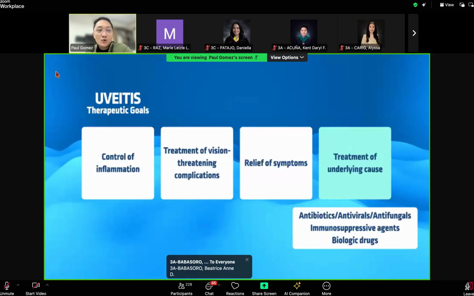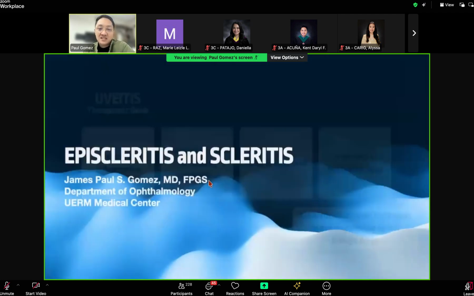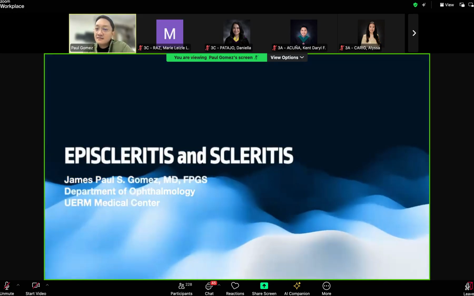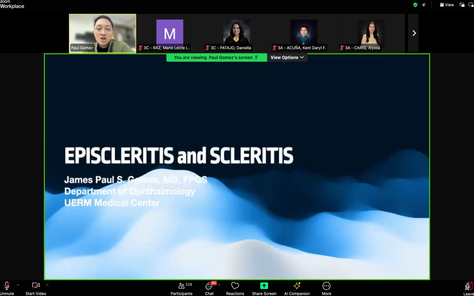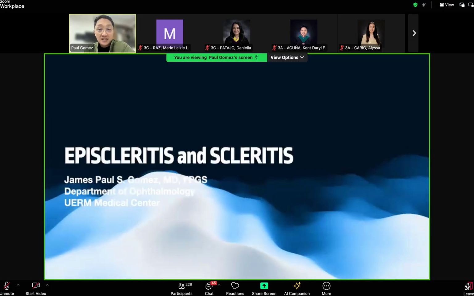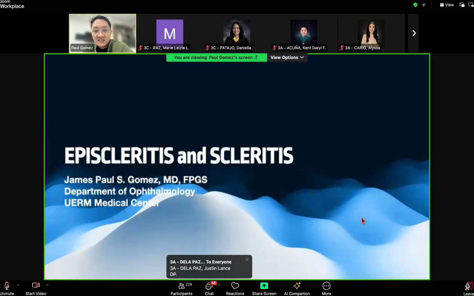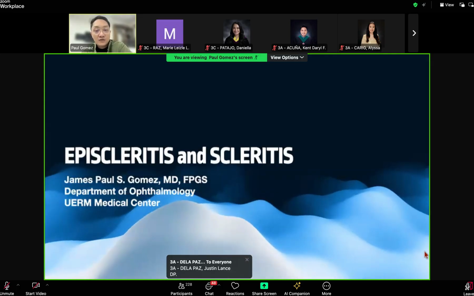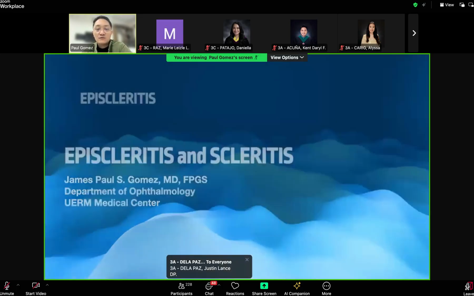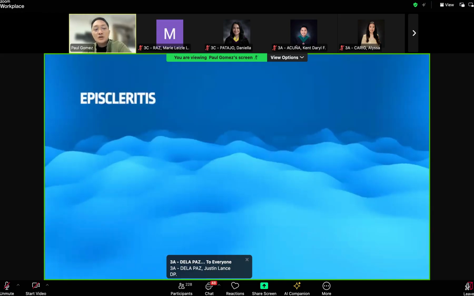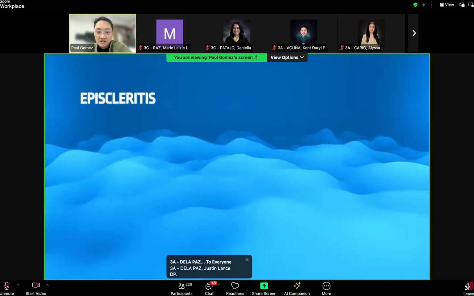Okay, since there are no questions, we can proceed to the second part of today's lecture, and that is episcleritis and scleritis. These are two disease entities that you may or may not come across in the clinics. And it's also one of the differentials if you see a patient with some form of eye redness. So we go to the first one, that is episcleritis.